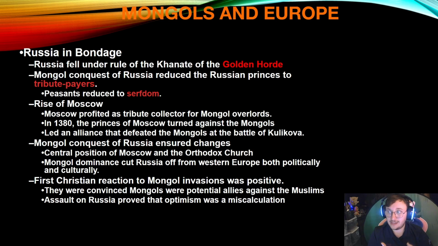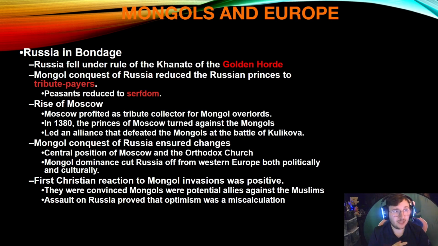In the 1380s, the princes of Moscow turned against the Mongols and led an alliance that defeated the Mongols at the Battle of Kulikovo. But the Mongol conquest of Russia does ensure changes. The central position of Moscow in the Orthodox Church becomes extremely important because Moscow suddenly becomes the center of Russian business and government. But at the same time, Mongol dominance also cuts off Russia from Western Europe, both politically and culturally. So Russia will be a bastion of its own kind of culture and governmental thought.